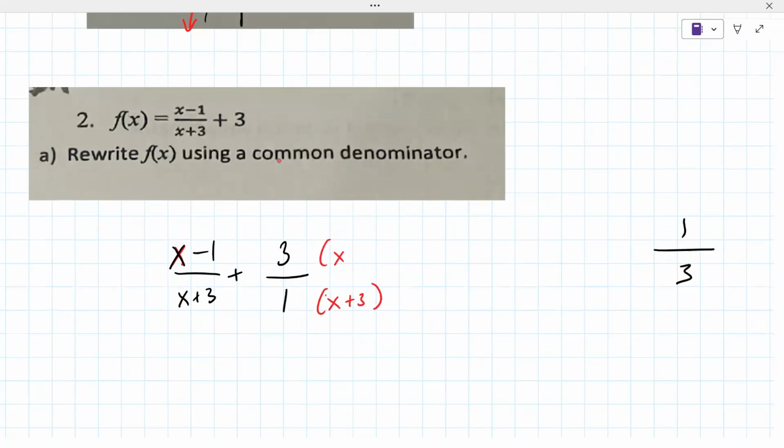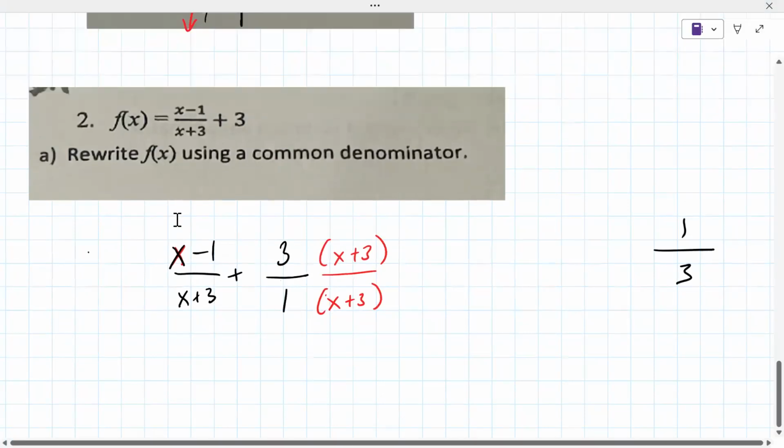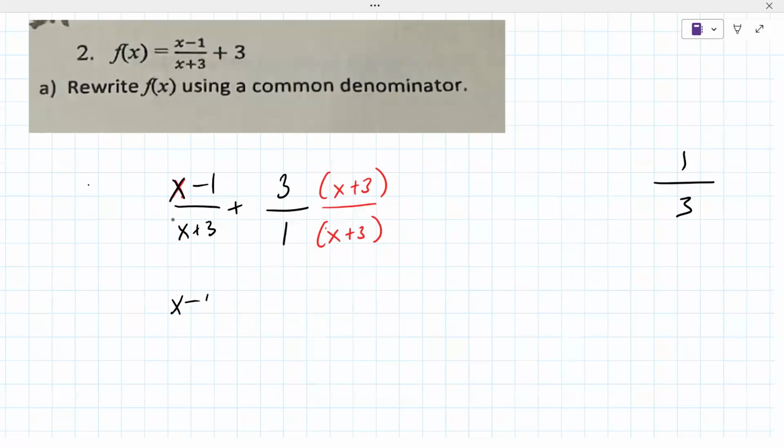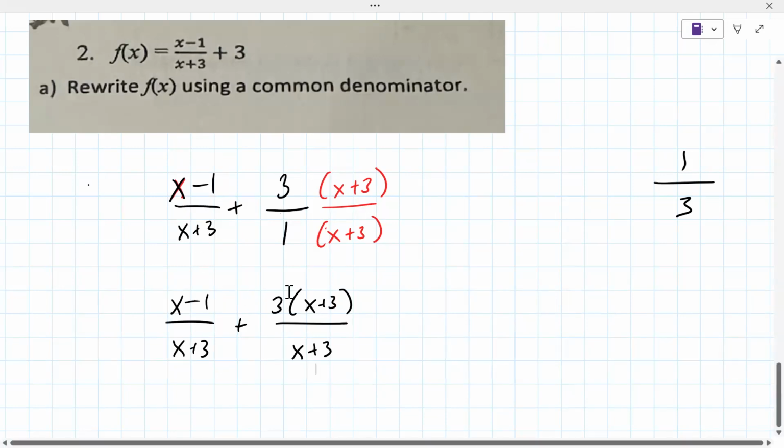Next, we're going to multiply the top and bottom by the common denominator. So this becomes x minus 1 over x plus 3 times x plus 3 over x plus 3. Okay. Now, what should we do with this 3 on the outside of the parentheses here?